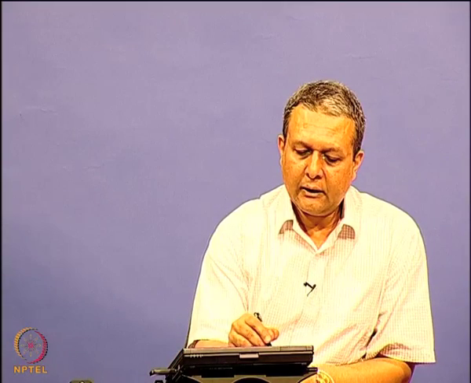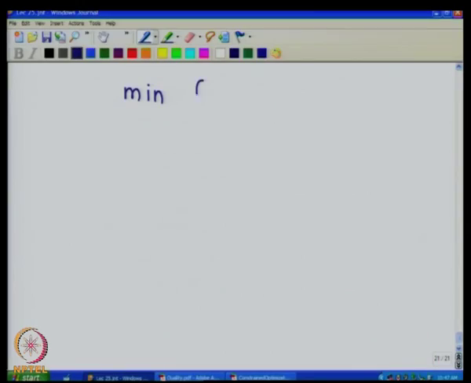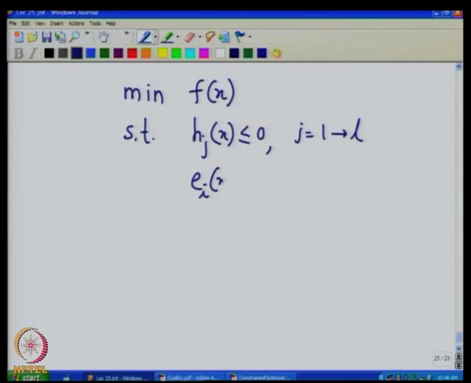So far we have seen the constrained optimization problems. In particular, we were looking at problems of the type: minimize f(x) subject to h_j(x) less than or equal to 0, j going from 1 to L, and e_i(x) equal to 0, i going from 1 to M.